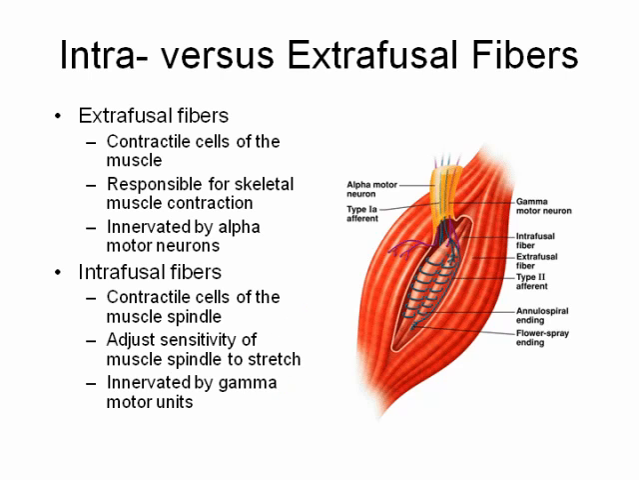The extrafusal fibers are the contractile cells of the muscles themselves. So these are the muscle cells we've been talking about throughout this whole lecture up until the time I mentioned intrafusal fibers. These are contractile cells of the muscle. They are responsible for the muscle tension, for the muscle contraction, and they are innervated by alpha motor neurons. So that's the thing you need to keep in mind, alpha motor neurons versus gamma motor neurons and what their roles are.